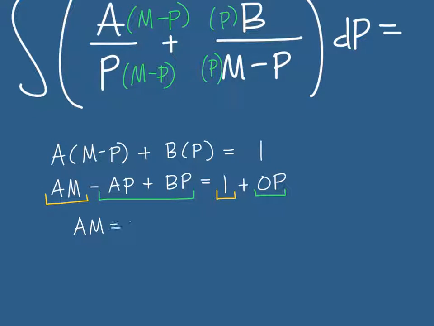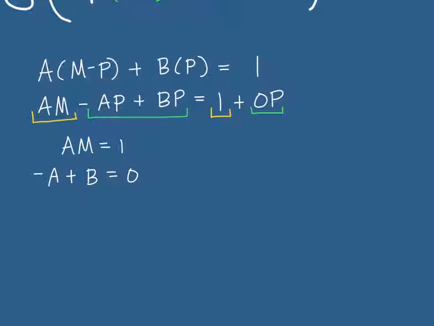So am equals 1, and negative a plus b has to be equal to 0. I'm trying to solve for a, and I'm trying to solve for b. So what could you tell me about a? What does a equal? 1 over m. What will b equal? Also 1 over m.